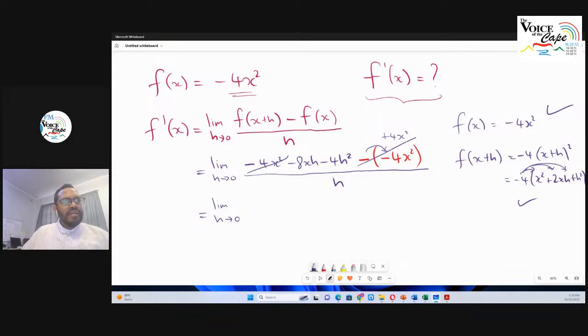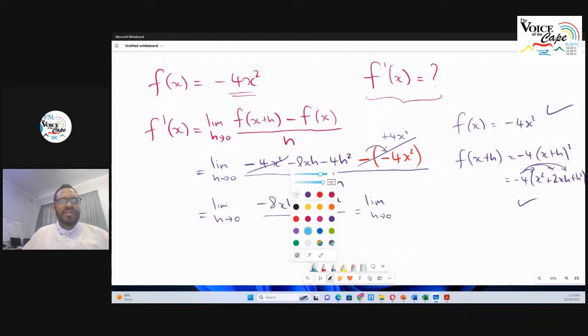In the numerator, I'm now left with minus 8xh minus 4h squared divided by h. Okay? And at this point, I'm going to say it's still equal to limit as h tends to 0. I factorize. Why do I factorize? Because I want to get rid of that, right? I factorize the h. So I pull out the h, and I'm left with negative 8x minus 4h, right? Divided by h. And there I cancel the h's.